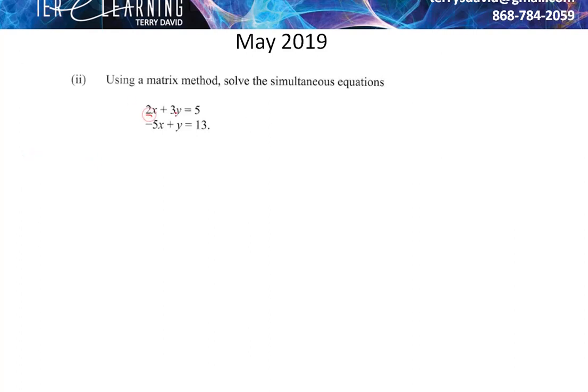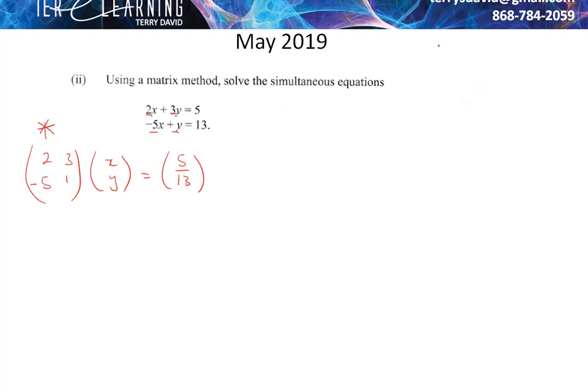To write it in a matrix format, all we're doing is taking the coefficients of the x and y to come up with a matrix. So this matrix is going to be 2, 3, minus 5, and 1. And we're going to multiply this by x y, and my answer should be 5, 13. Now, in order to solve this, the first thing we need to do is take this matrix here and find the inverse of that matrix.